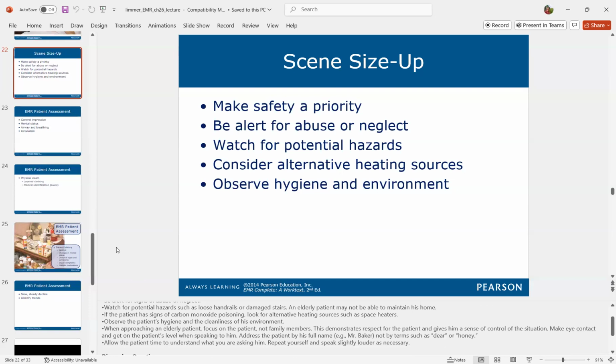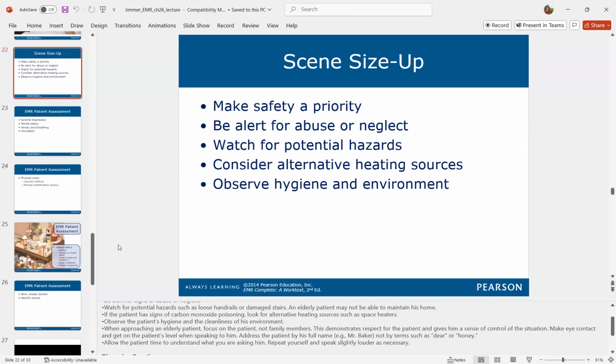When approaching an elderly patient, focus on the patient, not the family member. They're your patient. This demonstrates respect for the patient and gives them a sense of control over the situation. Make eye contact with them, get on their level, address the patient by their full name. We don't use dear, honey, sweetie. You can say their first name or Mr. or Mrs. I usually call them by their first name.